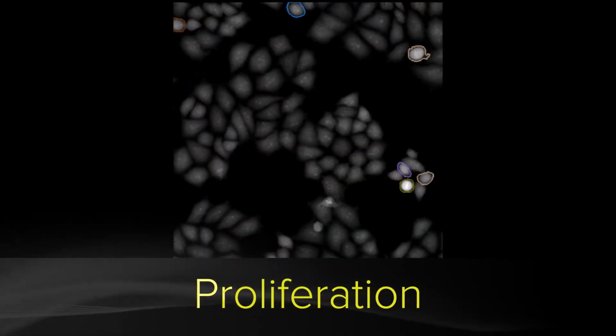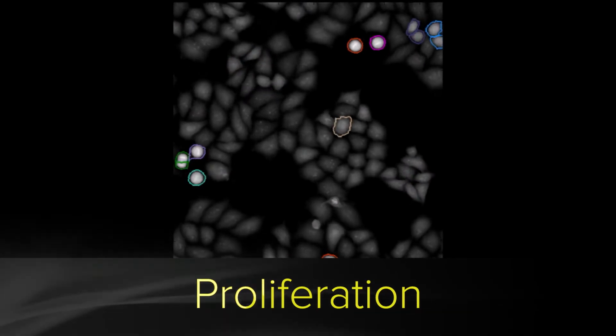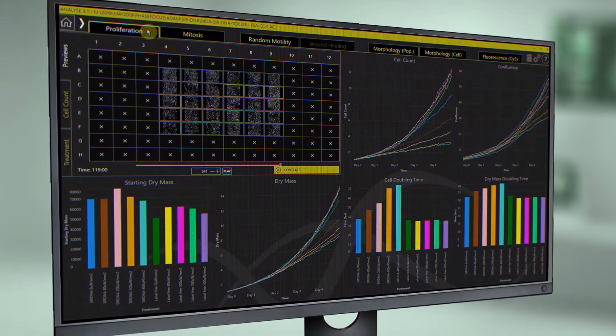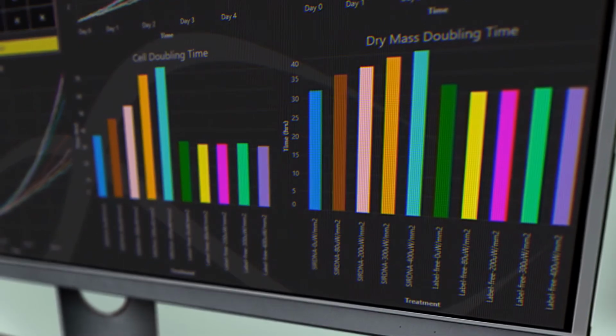Livecyte measures dry mass. This is effectively the amount of biomass in a cell. So with our proliferation dashboard, we can independently measure proliferation from cell growth. And this is important for characterizing disease states such as cancer.